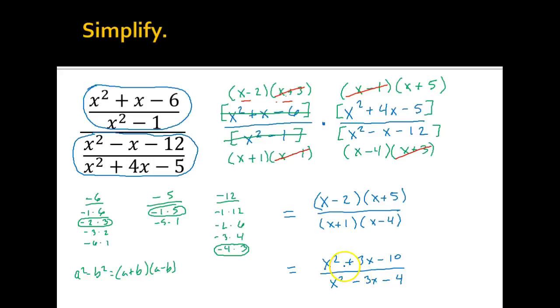And again, it's really tempting to say, I see a lot of stuff that's the same there. Let's cross it off, but we can't do that. I think this answer is fine. Having it in factored form is fine, but this is also correct.